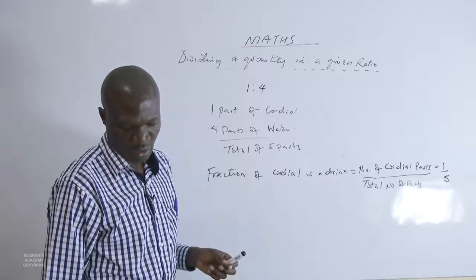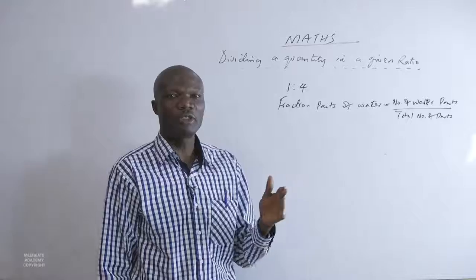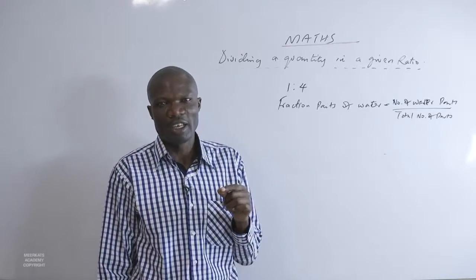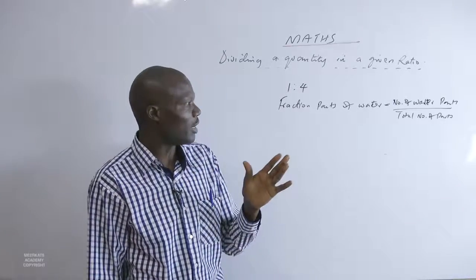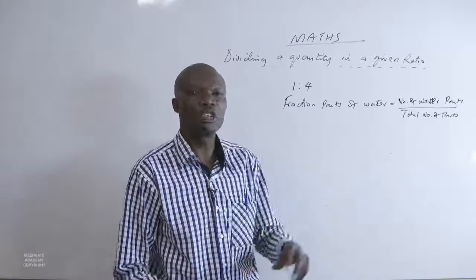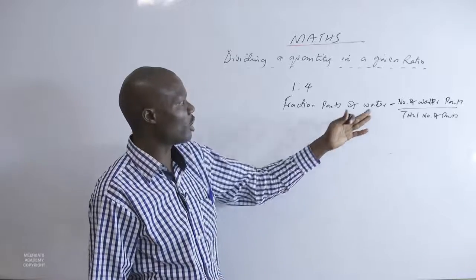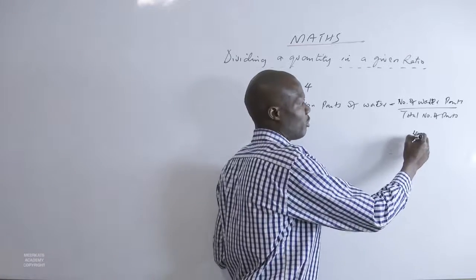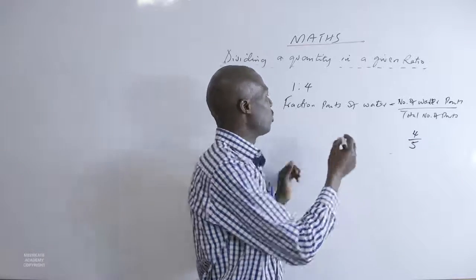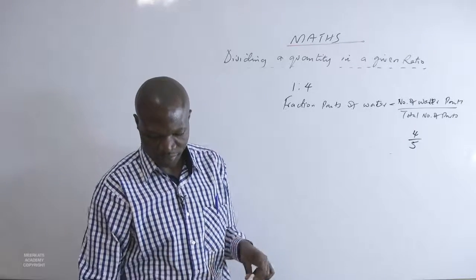What if we are to get the fraction of water in the drink? Similarly, we want to find the fraction of water in the drink. It will be given by the number of water parts over the total number of parts. The number of water parts is 4, and the total number is what? It is 5. So the fraction of water in the drink is 4/5.